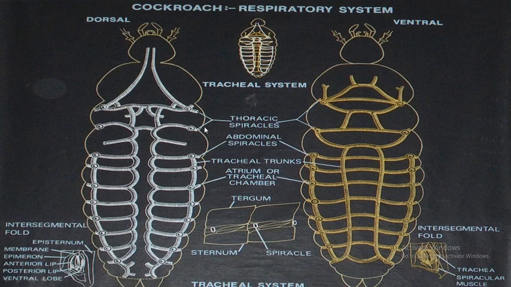Then these spiracles are connected with the tracheae, and these tracheae are on the dorsal side and ventral side also. So you can see the structure here. Okay, we are not going to go deep into it, in another chapter we have discussed it.